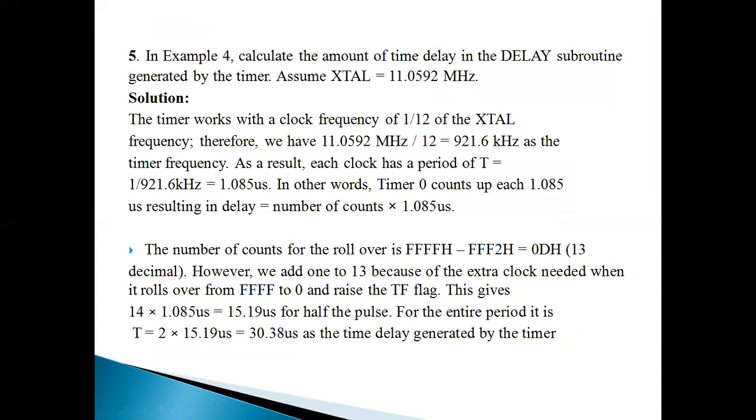The next example, keeping in mind example 4: calculate the amount of time delay in the delay subroutine generated by the timer. This also we have already done. So we got 15.19 microseconds. Twice the delay function has been called, therefore 2 times 15.19 microseconds. Overall, this much delay has been generated from our program. If you call delay 4 times, you have to multiply this value by 4.